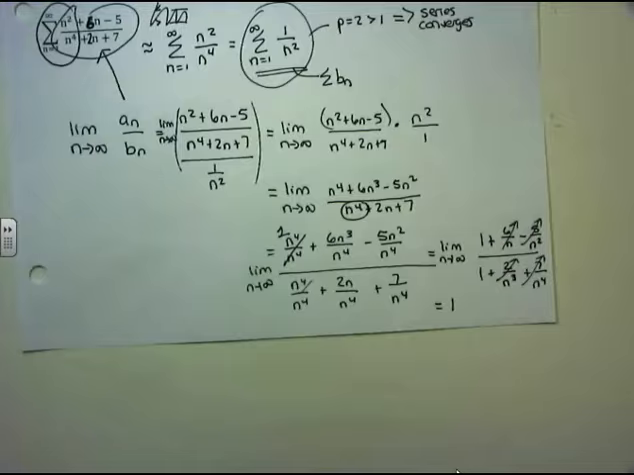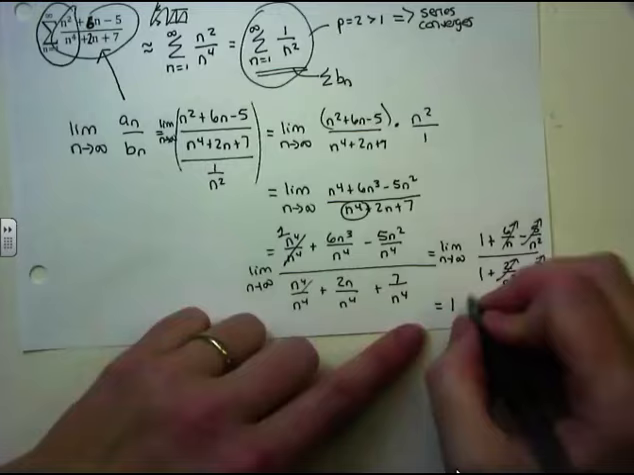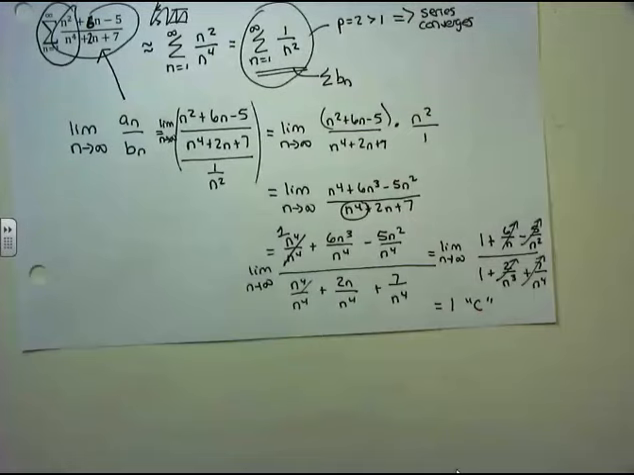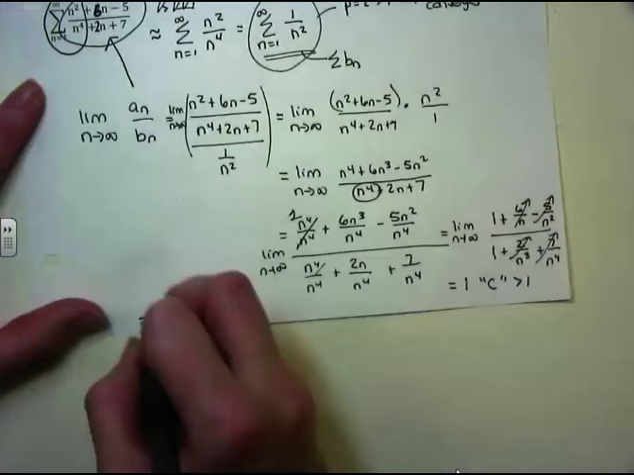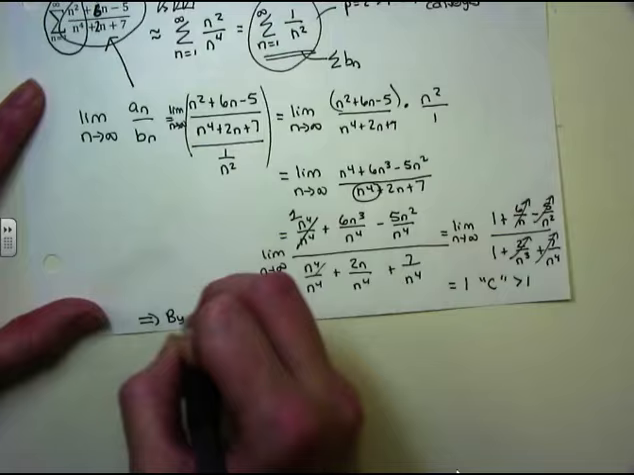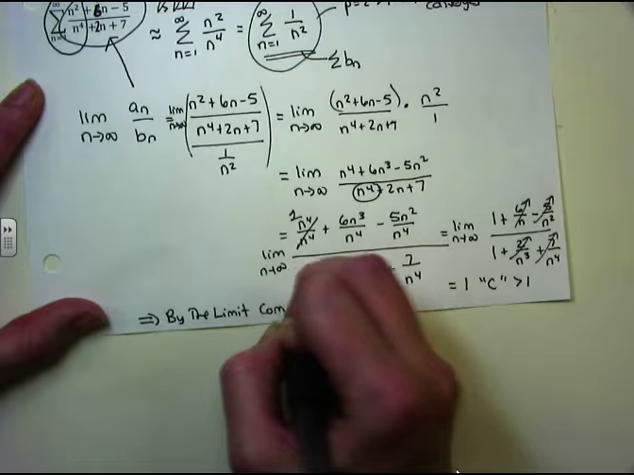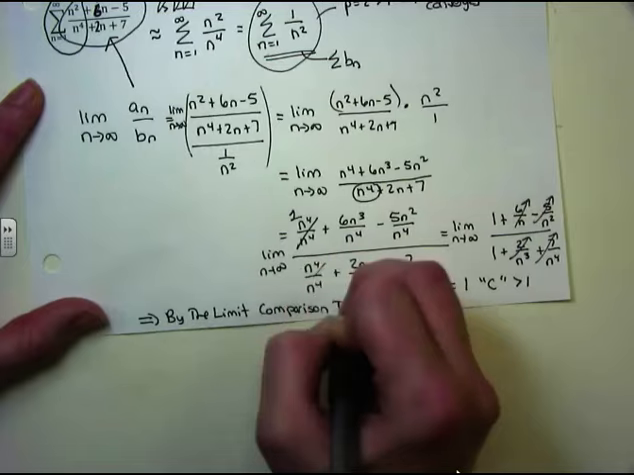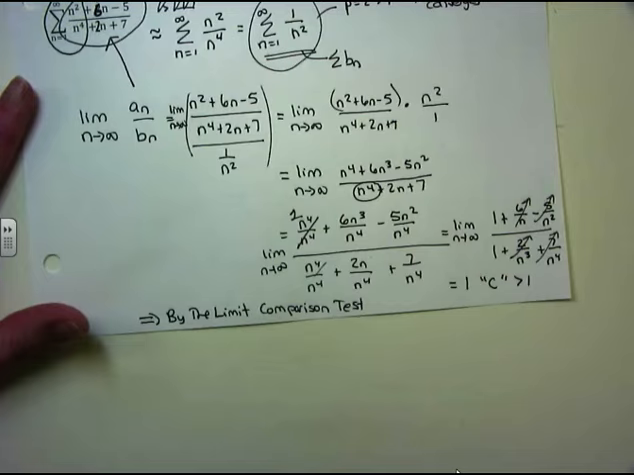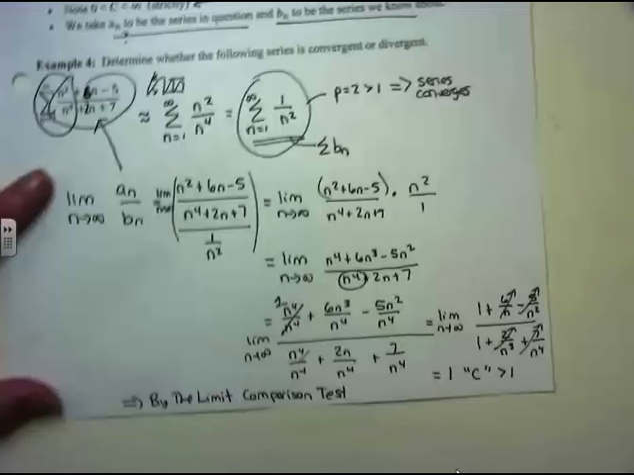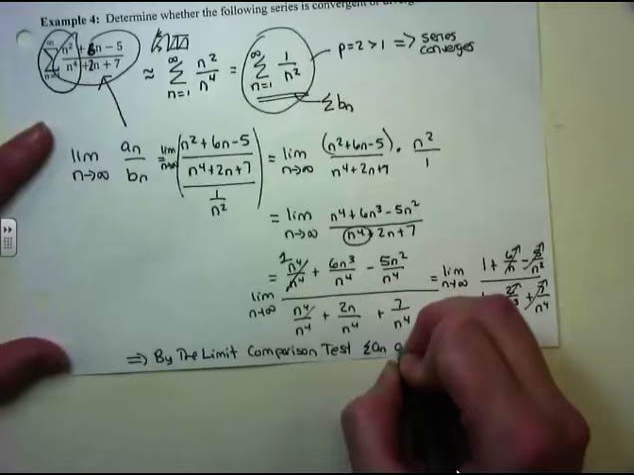Now, why do I care about this 1? This 1 is the c in our limit comparison test, and I need to make sure it is greater than 0, and it is finite. It is, so what that tells me, I would say by the limit comparison test, is that the two series do the same thing. What is that same thing? Well, the series of BN converged, so the series of AN also converges.